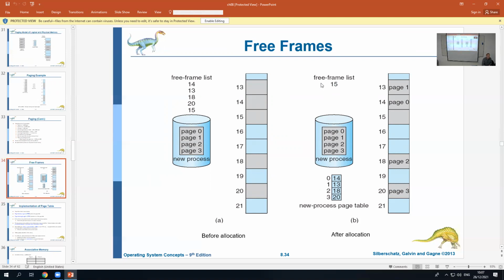What's the blue? Blue is also used. The blue is some other process that was already there. In other words, in picture A we have some other process using 16 and 17, and now this process comes along. Notice this is the free frame list, 14, 13, 15, 18, and 20. He chooses four of them, I don't know how, maybe randomly, or maybe the first four in order. He took the first four in order, and 15 was left available.